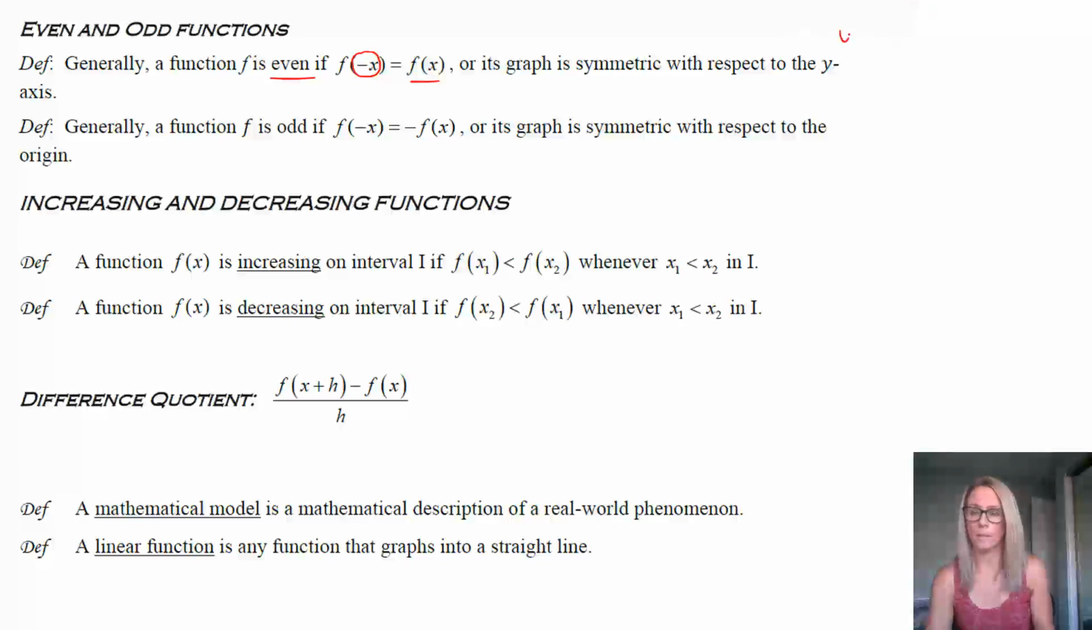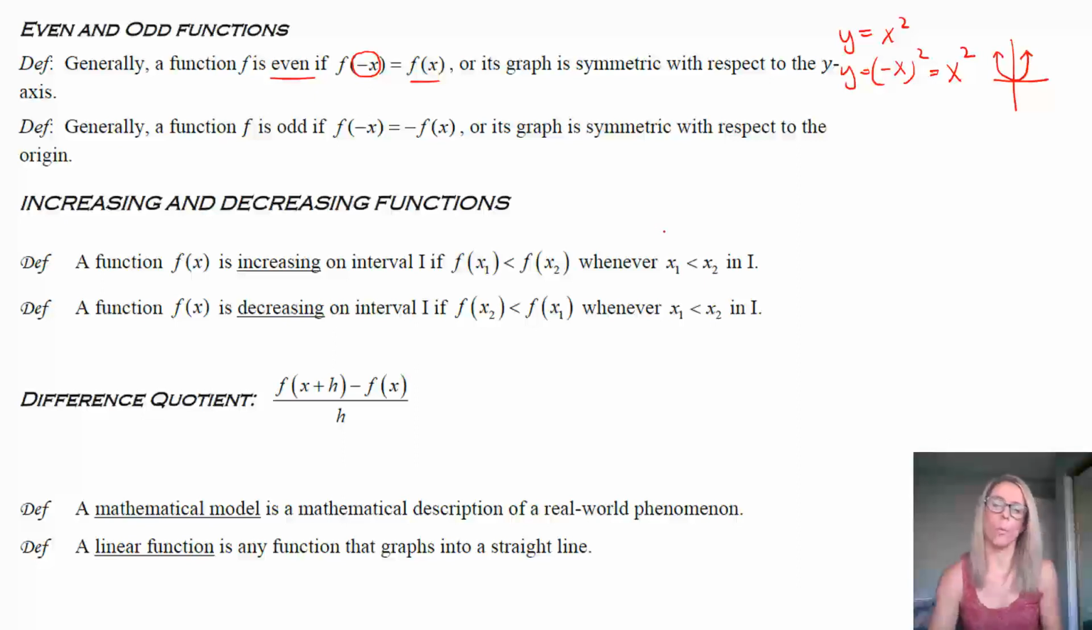So if you have that, then your function is even, and it'll have a symmetry with respect to the y-axis. As a really basic example, something like y equals x squared, if I put in a negative x, and you do negative x times negative x, that's still x squared. And then a really basic graph of that would be a parabola, something like this. And we see that it has symmetry over the y-axis. So that's an example of an even function.